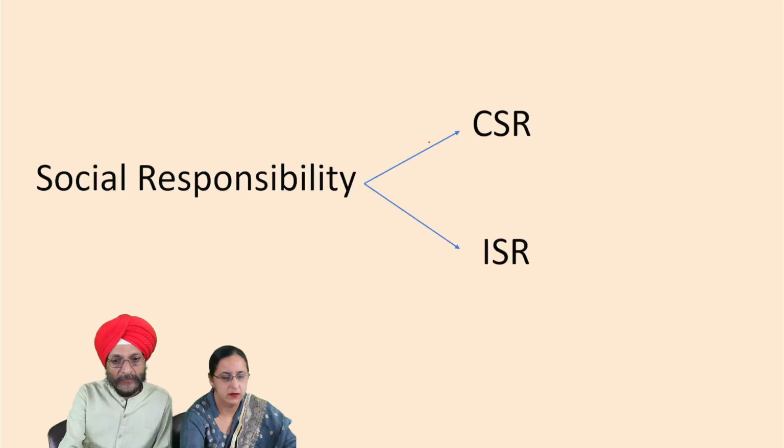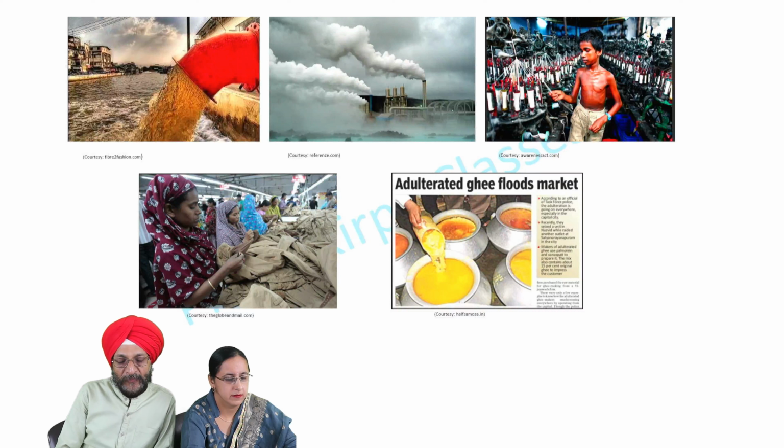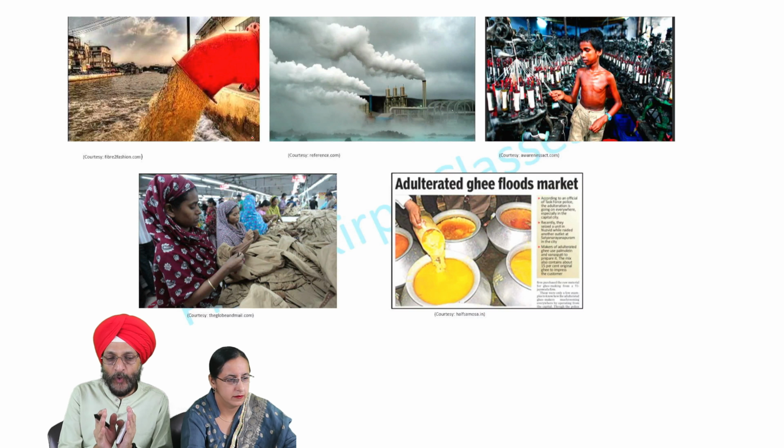What are those? Social responsibility is of two types. First is CSR. CSR stands for Corporate Social Responsibility. And the other type of social responsibility is individual social responsibility. Before proceeding further, we would like to make this concept of CSR clear with the help of few photographs.